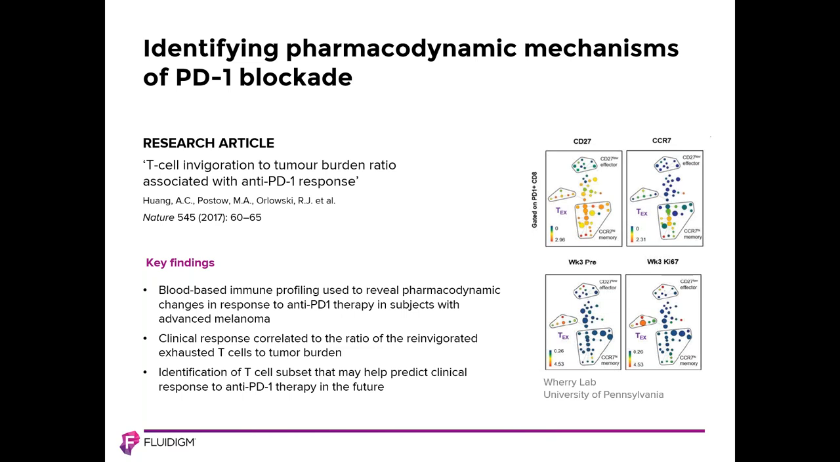In this paper by John Wherry's lab at the University of Pennsylvania, they used blood-based immune profiling to reveal pharmacodynamic changes in the response to anti-PD-1 therapy in patients with advanced melanoma. The clinical response correlated to the ratio of the reinvigorated exhausted T cells to that of tumor burden. The identification of these rare circulating exhausted T cells in the blood may therefore help predict clinical response to anti-PD-1 therapy in the future.